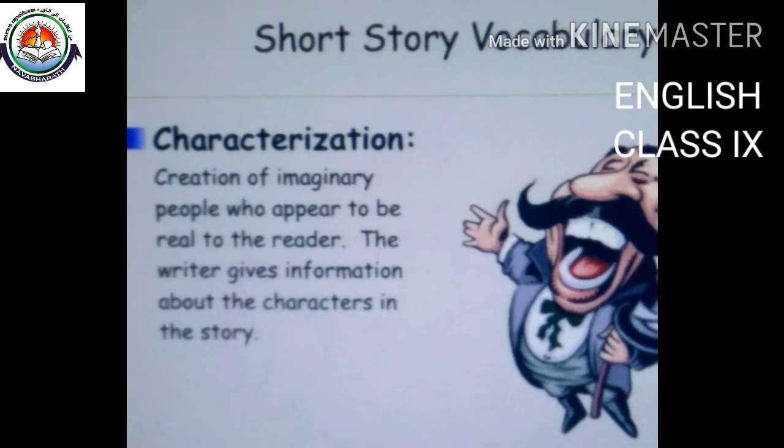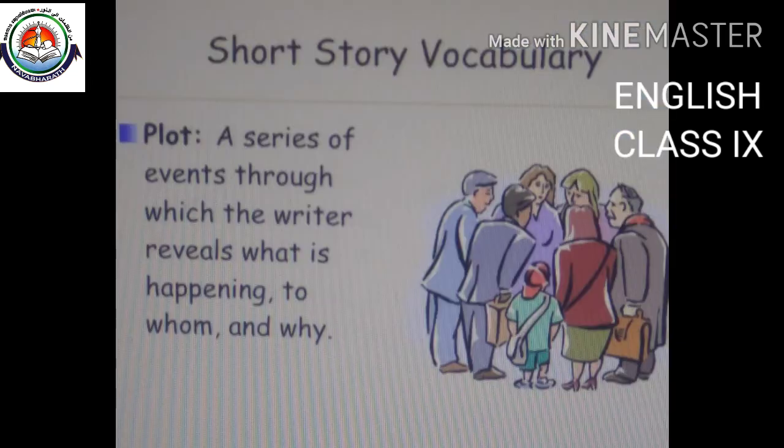Then the plot is telling about a series of events by which the writer reveals what happens to whom, when, and why, all those questions answered. This is very important as far as a short story is concerned.